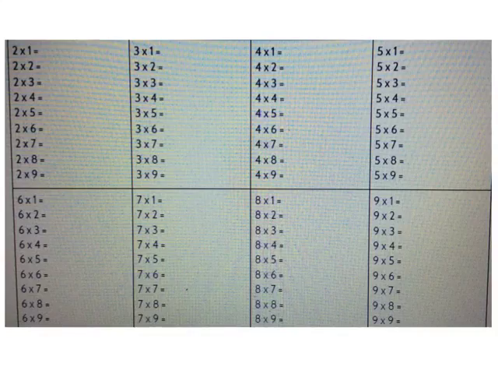Now, take a moment to complete your multiplication tables. When you're finished, raise your hand so Ms. Tramontosi can check and give you a raffle ticket.